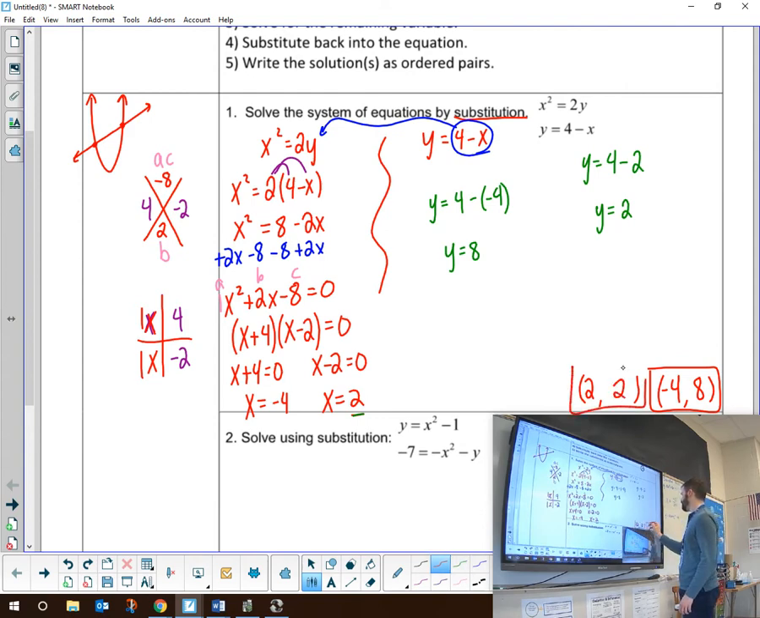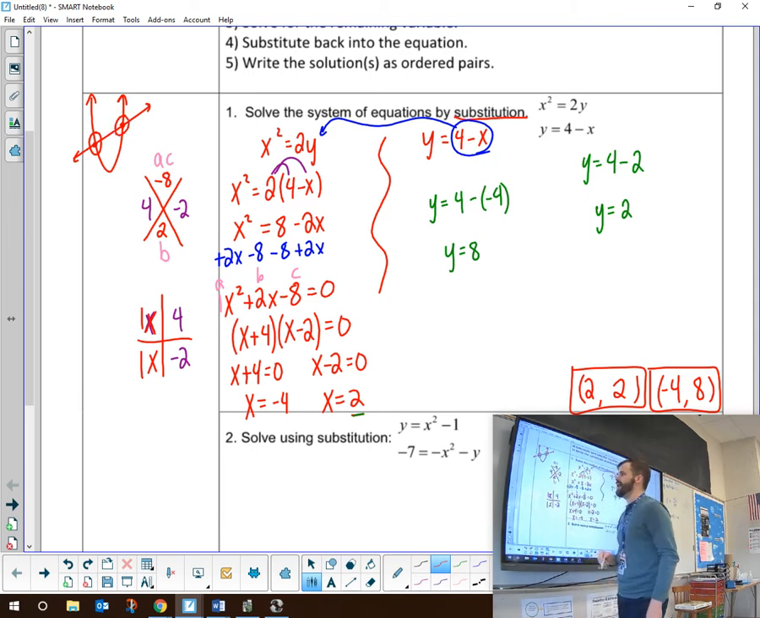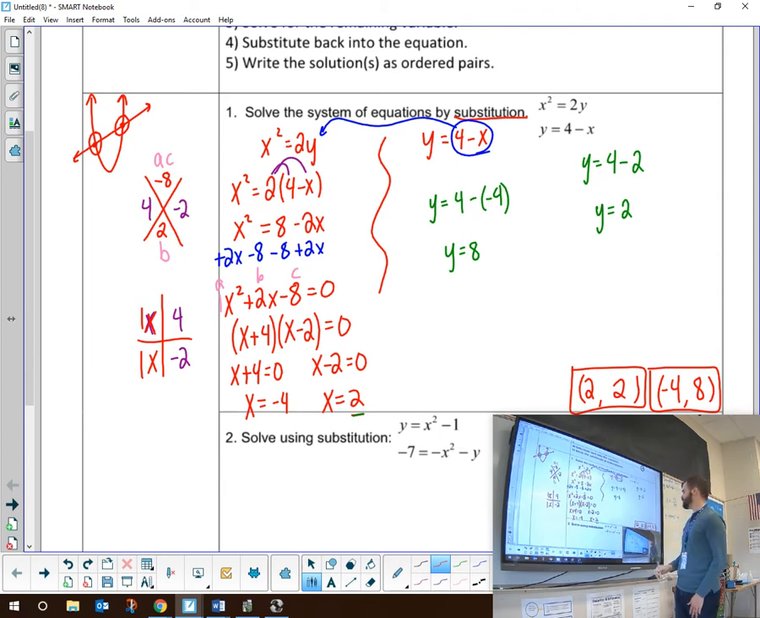So here are my 2 points, and these are my answers. We have an answer of x equals 2 when y equals 2, and we have an answer of x equals -4 when y equals 8. And those are the points where they intersect. Okay? So that's what we're looking for. We're looking for those intersection points. We found them. All right, let's try another one.